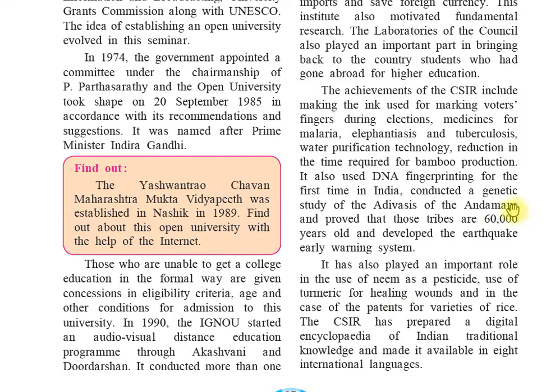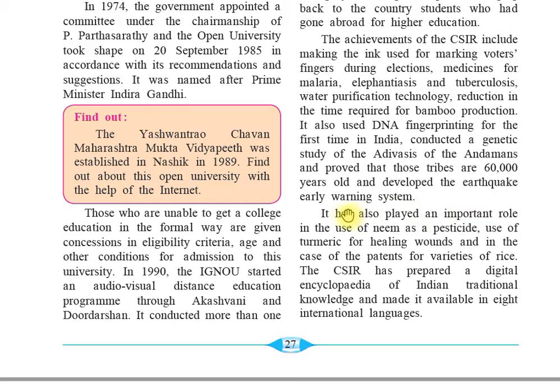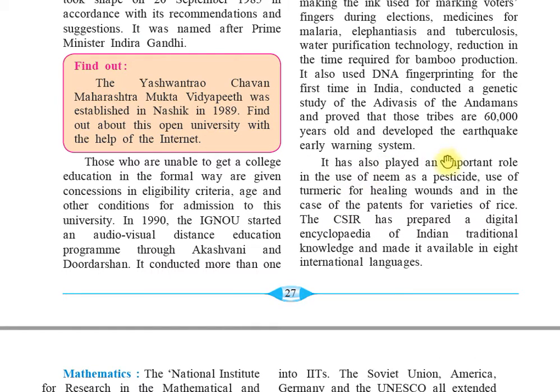All these problems were solved because new things were discovered in India. It has also played an important role in the use of neem. Neem is the name of a tree. Neem has pesticide properties, and neem leaves can be turned into medicinal plants. When insects attack our agricultural crops, neem leaves are used.